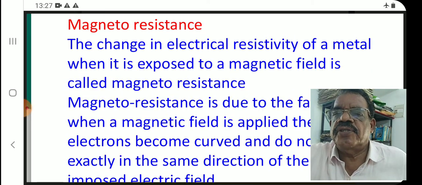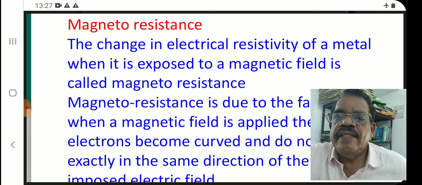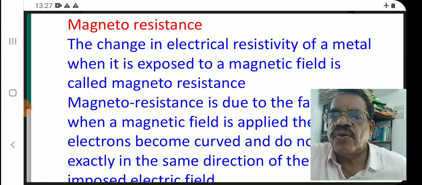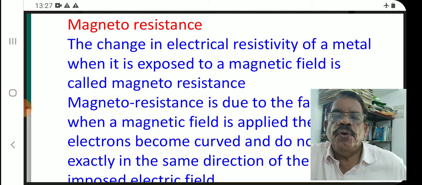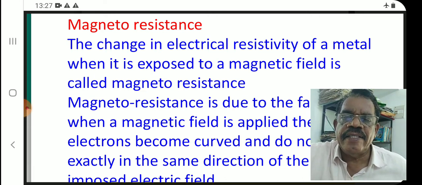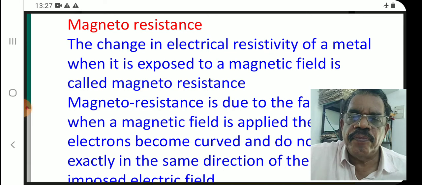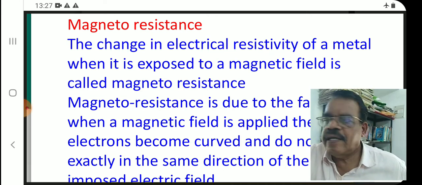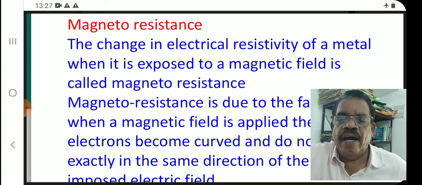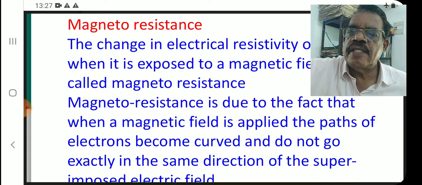Magnetoresistance. What is magnetoresistance? The change in electrical resistivity of a metal when it is exposed to a magnetic field is called magnetoresistance. You understand? If a metal is placed in a magnetic field, the change that occurs in its electrical resistivity rho is what we call magnetoresistance.